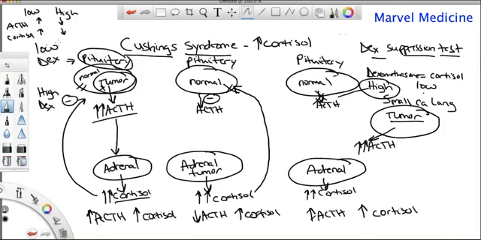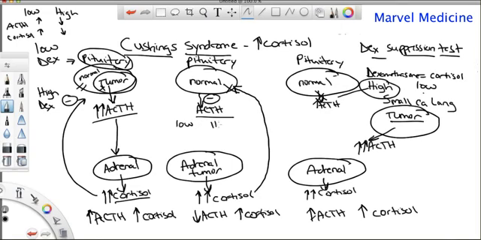Now, let's go to the second example here. We have an adrenal tumor producing cortisol. Now, this adrenal tumor doesn't care about ACTH at all. It makes no difference to the adrenal tumor whether the pituitary is making ACTH or not. Okay? So with this one, what happens with a low and a high?